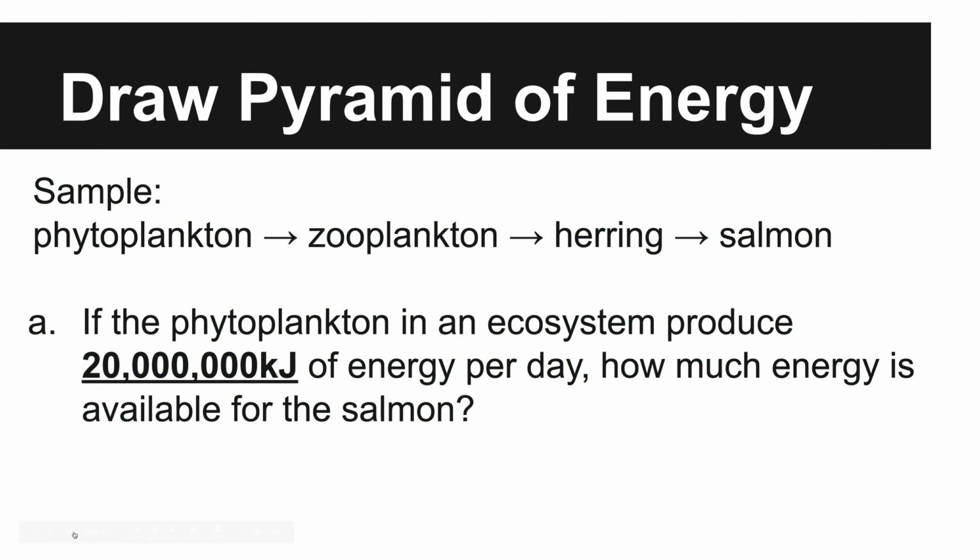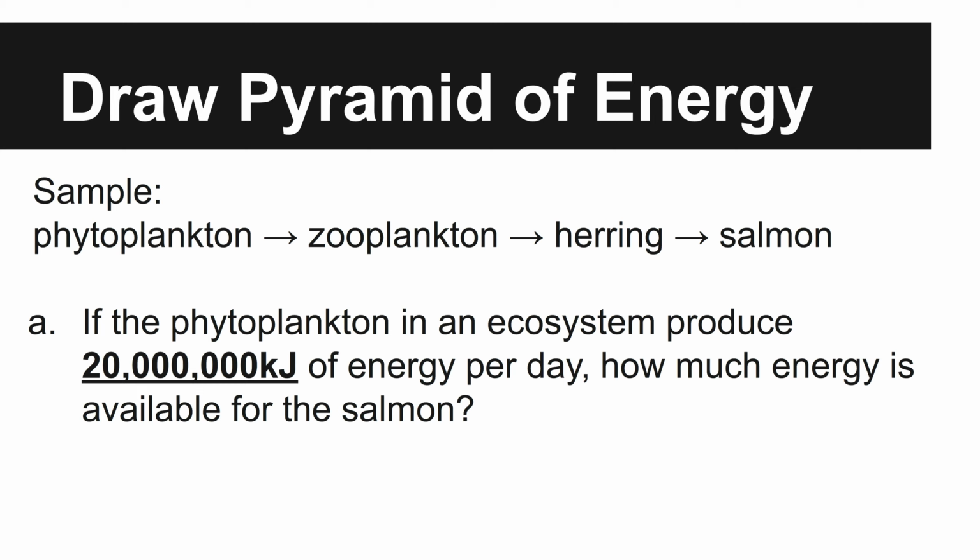Okay. So our food chain that we're looking at for this, we have the phytoplankton, zooplankton, herring, and salmon. So if the phytoplankton in an ecosystem produce 20 million kilojoules of energy per day, how much energy is available for the salmon?